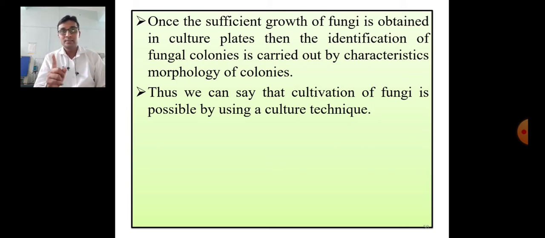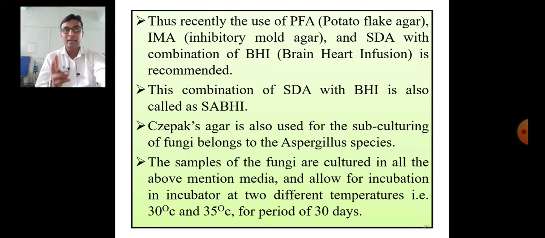SDA, that is the Sabouraud dextrose agar media. PFA, potato flake agar media. IMA, inhibitory mold agar media. Then the combination of SDA and BHI, that is the Sabhi agar media, and the fifth one is the Gorodkowa agar media. These are the five types of culture media which we routinely or normally use in order to allow the growth and cultivation of fungi cells in our microbiological laboratory.